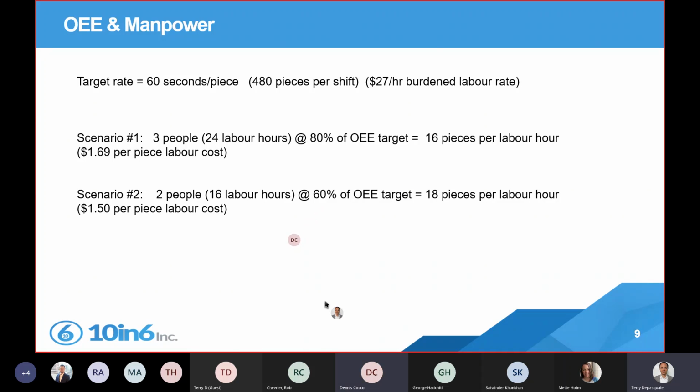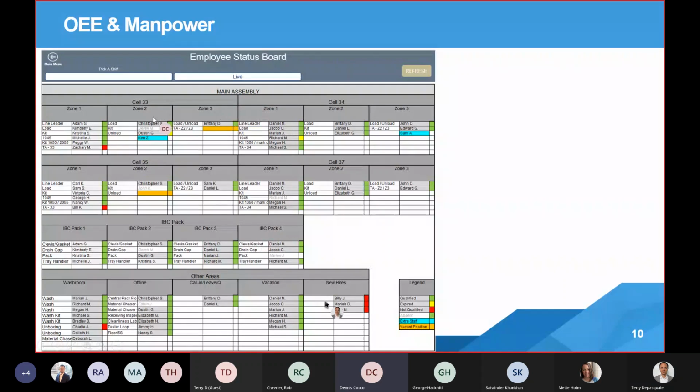Okay, sorry. So again, some of our customers are moving towards this type of model where they tie in directly to their attendance tracking systems, their time clock systems, whether it's Kronos or ADP.